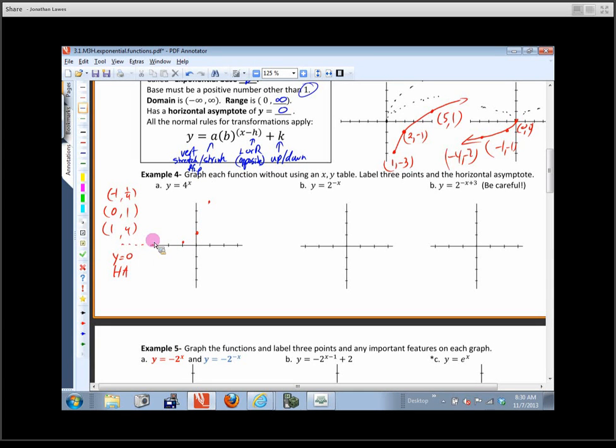So if you draw in that horizontal asymptote, run along there, hit this point, hit this point, hit this point, put arrows on the end, and then label those 3 points, it's going to be very clear that you know exactly what you're doing. Any questions?